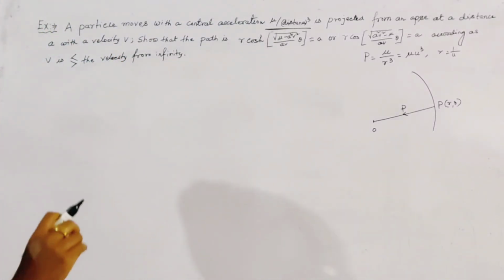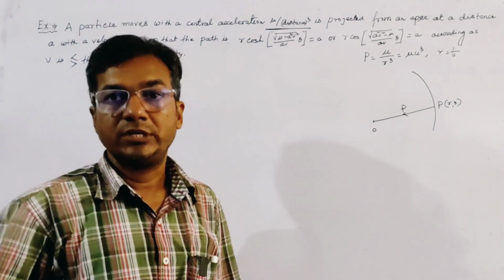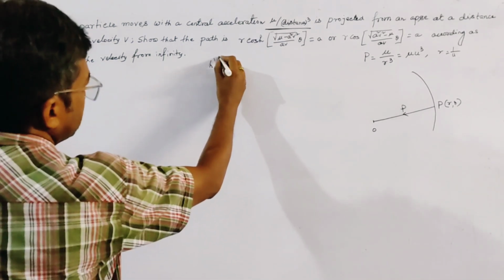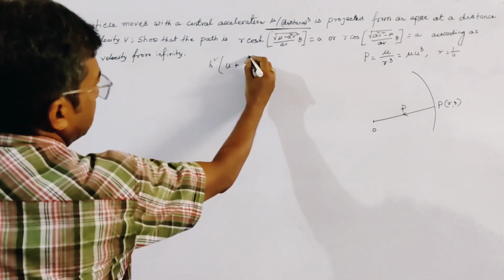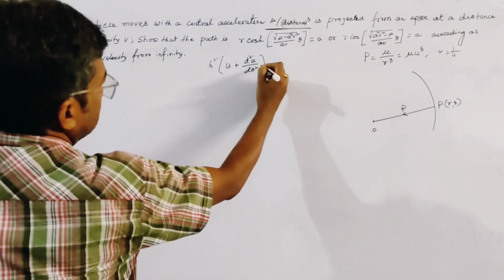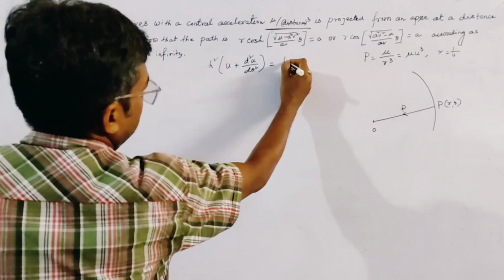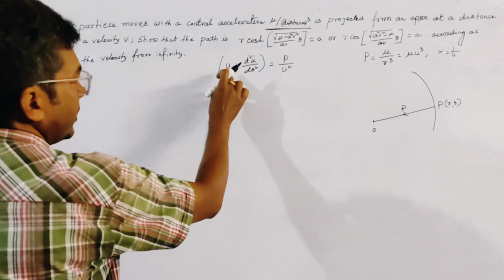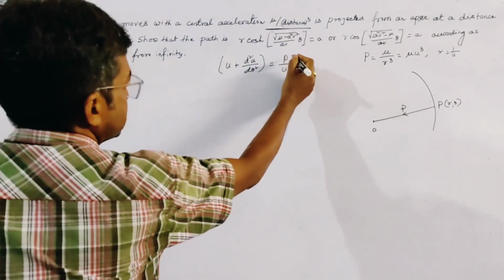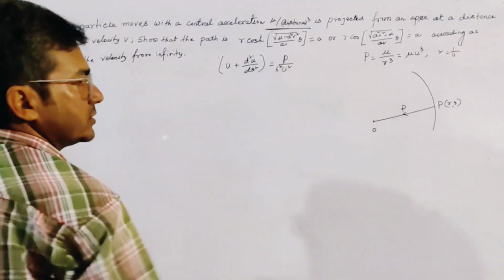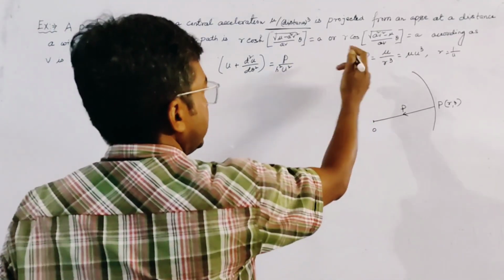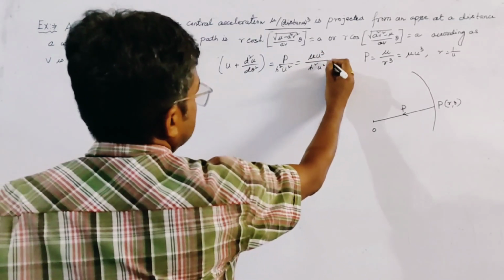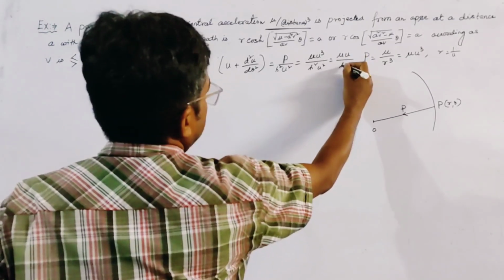Now we know that the differential equation of central orbit in polar coordinates is given by h²(u + d²u/dθ²) = P/u². Originally this equation is given by u + d²u/dθ² = P/(h²u²). Now by putting the value of P, we get μu³/(h²u²), so this is μu/h².